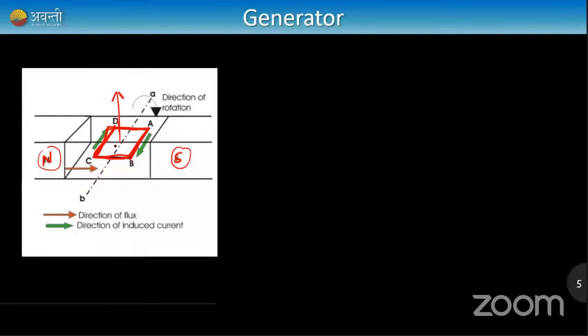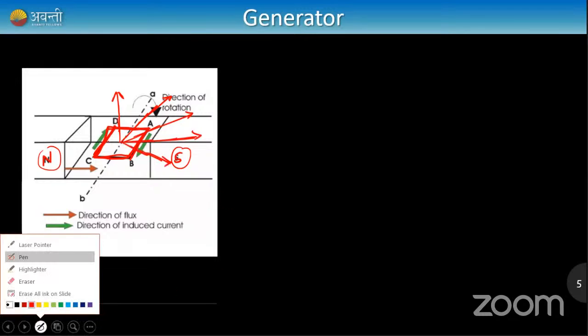When water falls on this and it starts to rotate, the plane changes and the area vector changes. The direction of the area is changing because it is rotating, so theta keeps changing continuously.